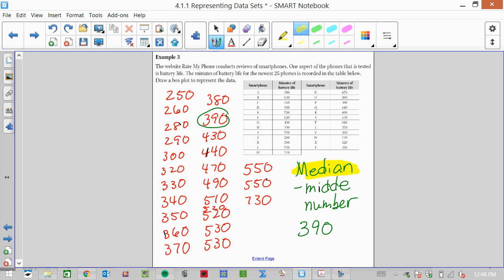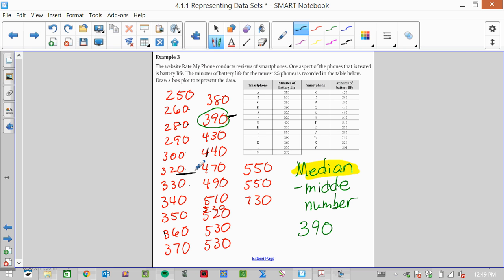The next thing we're going to find is the middle number of the first half of the data set. Our median cuts our data in half. So now we're just going to look at the 12 items that come below it. 12 is an even number, which means there is no middle number. There's going to be 6 on one side and 6 on the other. So let's figure out where that middle falls. 1, 2, 3, 4, 5, 6, 7. So our middle falls right here.